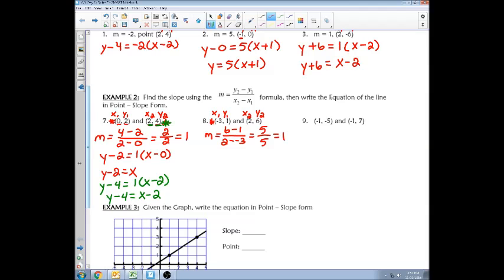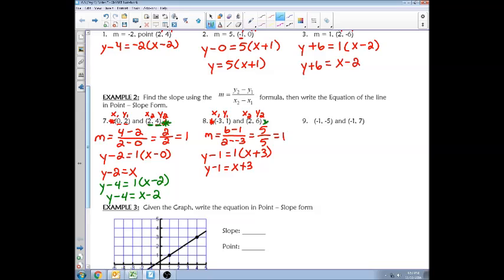Using the first set of points, it would be y, the opposite of my y value, so negative 1, is equal to my slope times x, the opposite of my x value, is positive 3. Okay? Again, when my slope is 1, I don't need to write the parenthesis or the slope, so that would be the simplest form of my point slope form.